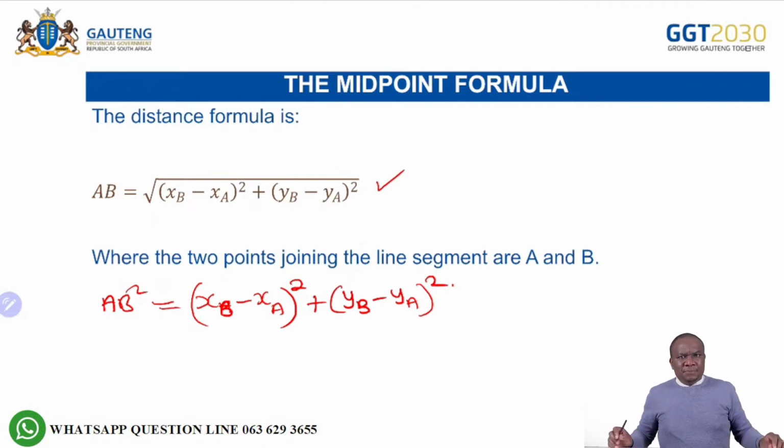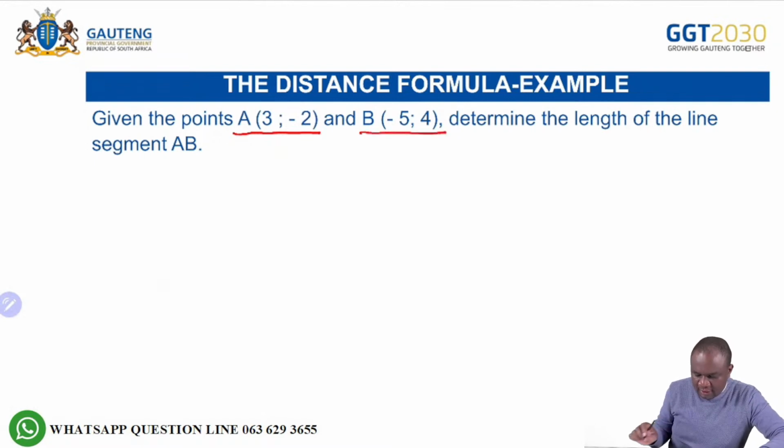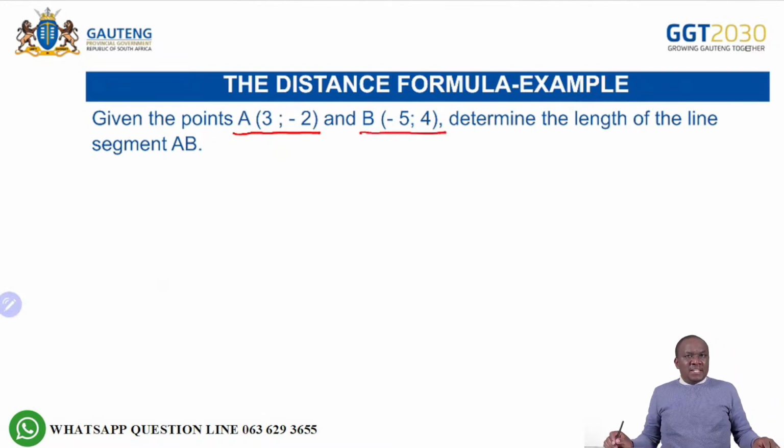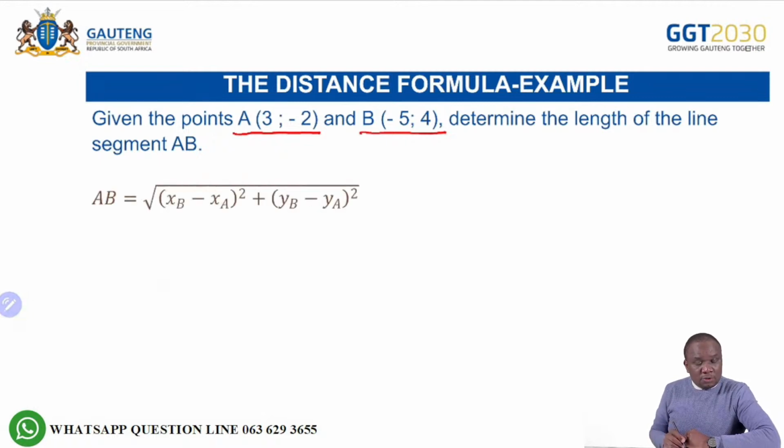Let's do an example to find the length of a line segment. Given the points A and B, determine the length of the line segment AB. Okay, what do you say the formula is? Distance formula: AB is going to be the square root of XB minus XA squared plus YB minus YA squared. Please write the formula down. Copy the formula.